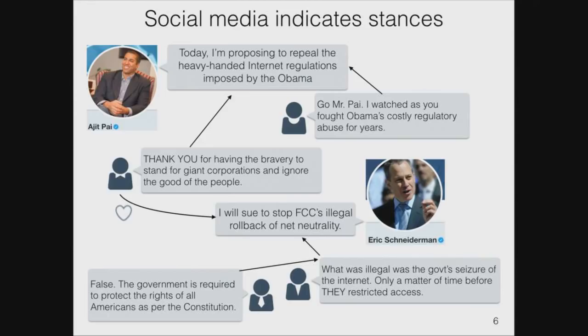On these social media sites, you'll have these top actors themselves write posts. So Ajit and Eric will talk about their viewpoints. And then regular users will retweet or reply and support or disagree with these top users. So you have a supporter of Ajit Pai's who's saying, go Ajit, or go Mr. Pai. And then you have people replying to one another as well. There's a debate going on in one of Eric Schneiderman's tweets.